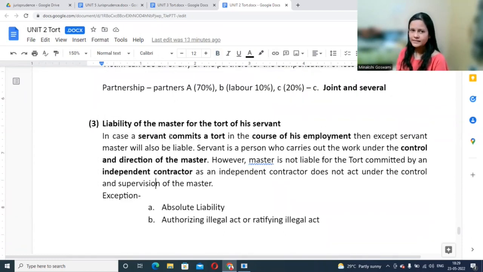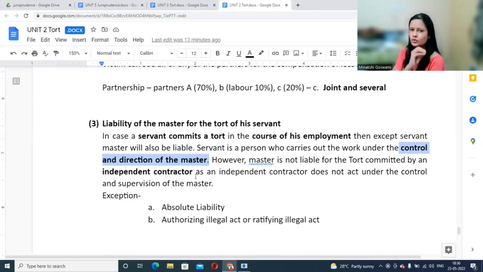Next one is liability of the master for the tort of his servant. In case a servant commits a tort in the course of employment, then except the servant, the master will also be held liable. A servant is a person who carries out work under the control and direction of the master. It's very important to know who is a servant, because a servant is different from an independent contractor.